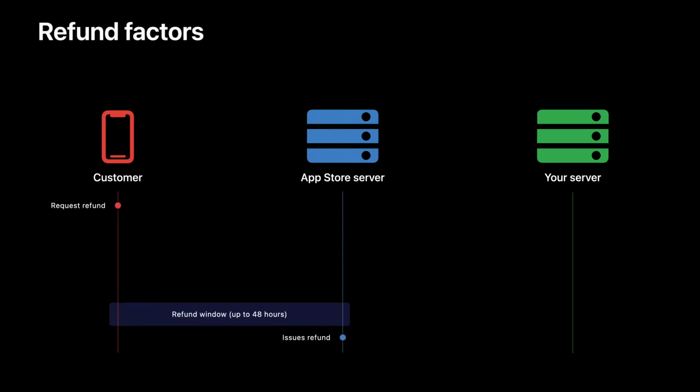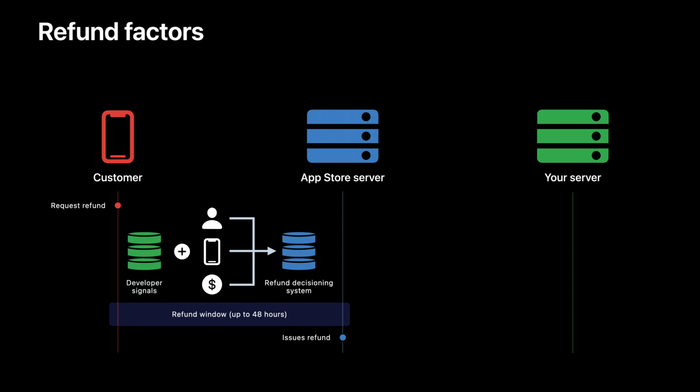Now, let's take a look into what happens after the refund is requested and before the App Store issues a decision. At a high level, each refund request will go through our refund decisioning system to render a decision. The refund decisioning system includes information about the transaction at issue and other factors such as the customer's purchase and refund history. Now, we've heard from you that you like to have a more active role in refund decisions, so we're excited to announce a new feature that will help you improve and inform the refund process.